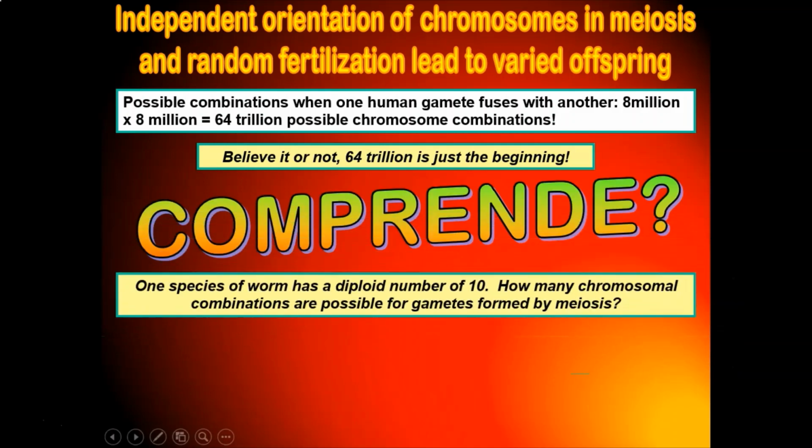So comprende. One species of worm has a diploid number of 10. How many chromosomal combinations are possible for gametes formed by meiosis?